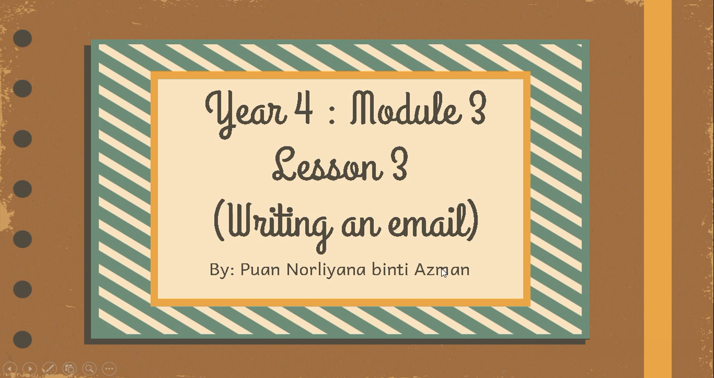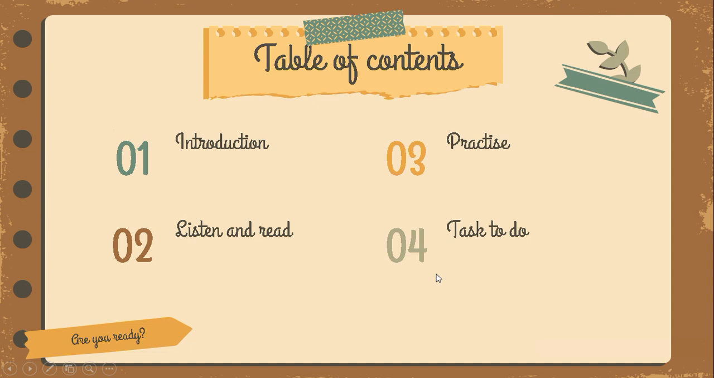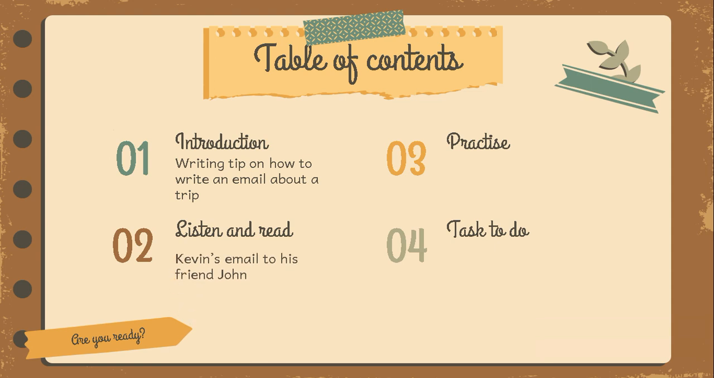Year 4, Module 3, Lesson 3, Writing an Email. For today's lesson, there are 4 things that we're going to do. Firstly, for introduction, we are going to learn about writing tips on how to write an email about a trip. Then, we are going to listen and read an email from Kevin to his friend John. After that, we are going to complete a task by circling the correct answer. And finally, a task for you to do. You need to write an email about your holiday trip. Are you ready? Let's start.